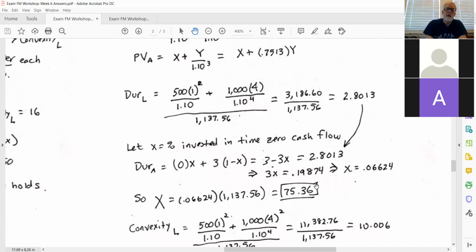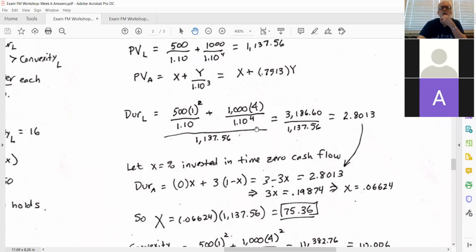$75.36. So now we know the answer has to be A or B, because those are the only two that had X equal to 75. The other answers would be if you switch this around and used the 1 minus 0.066, then you would have gotten 1138, I think.